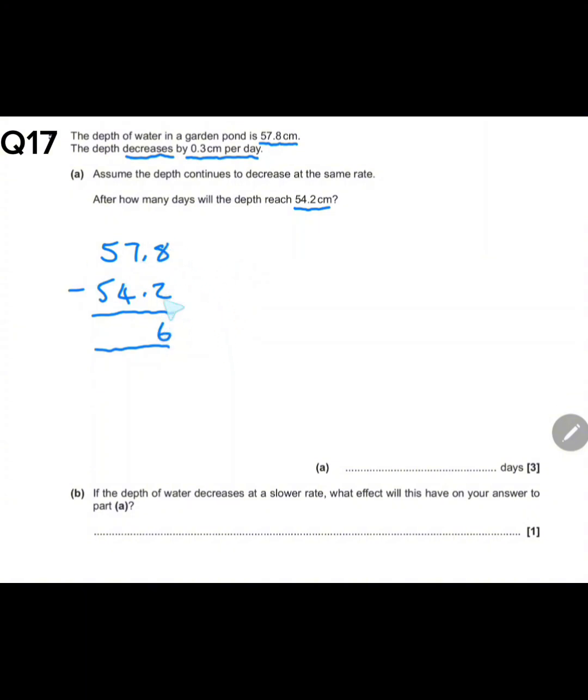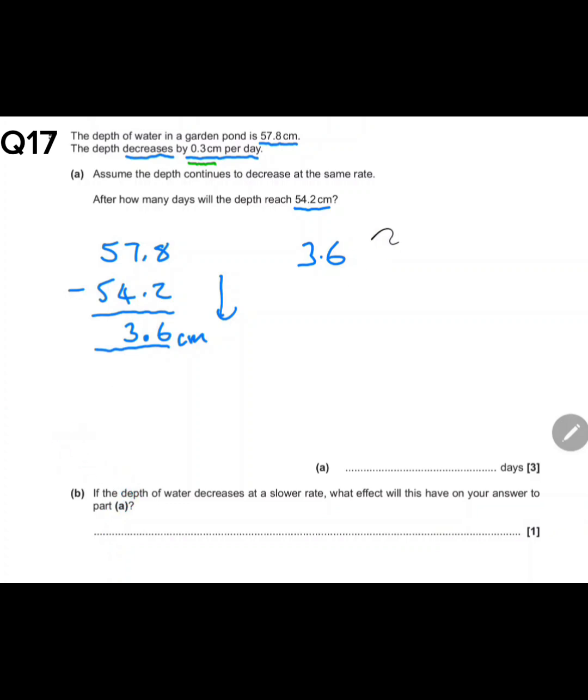So 8 take 2 is 6, decimal point, 7 take 4 is 3, and 5 take 5 is 0. So the water goes down by 3.6 centimeters. It says we go down by 0.3 centimeters every day. So I need to know how many 0.3s go into 3.6.